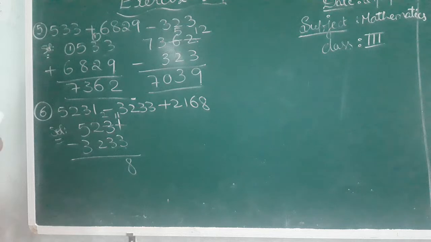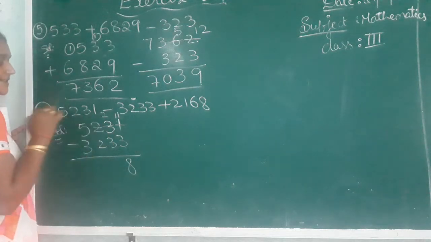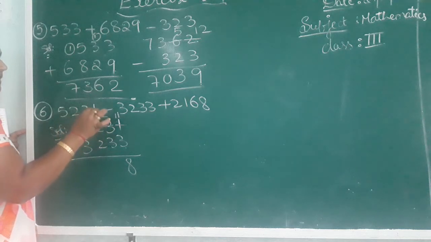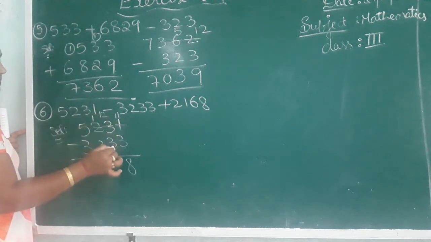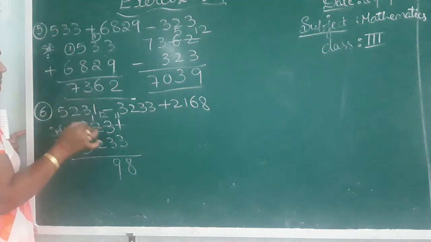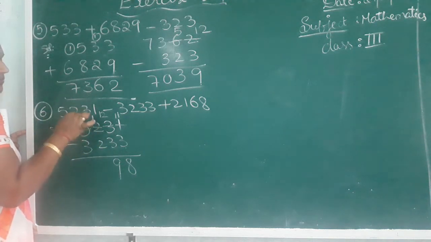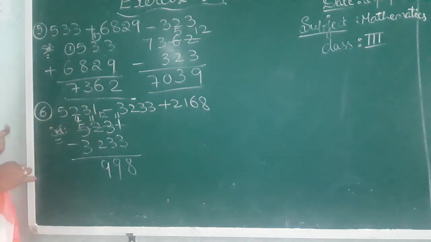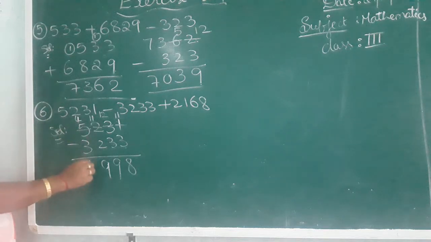So again you have to borrow from the before number. Now it is 2 minus 1, 1. This number becomes 10 plus 2, 12. 12 minus 3, 9. 1 minus 2, not possible. Again borrow it from the before number. If you borrow 5 minus 1, 4. This becomes 10 plus 1, 11. 11 minus 2, 9. Next 4 minus 3, 1.